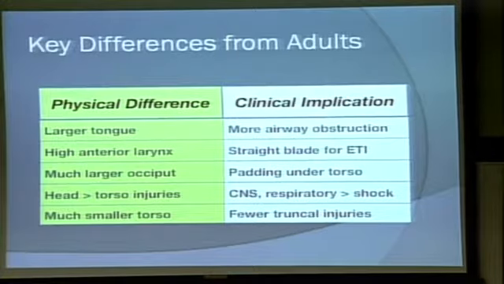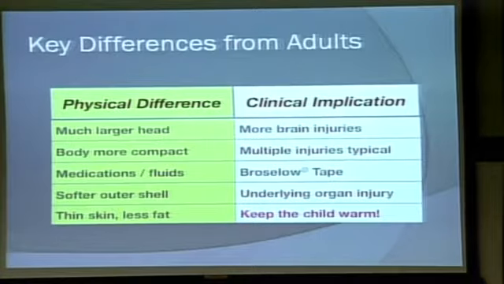Much smaller torso, so they don't get a lot of truncal injuries usually. Much larger head, more brain injuries. The body's more compact, so multiple injuries. Their whole body absorbs the blow.